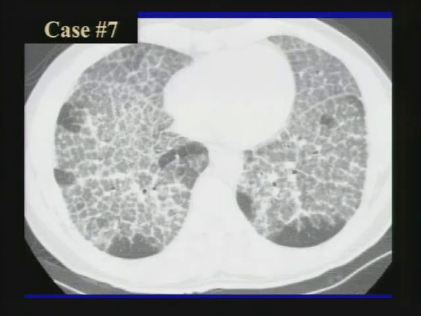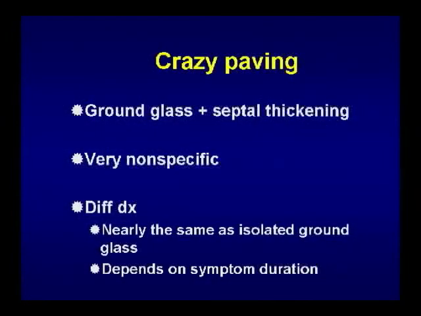This is alveolar proteinosis. The pattern is crazy paving, the combination of ground glass opacity and interlobular septal thickening in the same regions of lung. You must ask, are the patient's symptoms acute or chronic? If these symptoms are acute, it's pretty unlikely to be alveolar proteinosis, even though it really looks like it. It's more likely to be basically anything that can cause ground glass: viral infection, edema, hemorrhage, diffuse alveolar damage. In the chronic setting, if it's symmetric and geographic like this, it's most likely going to be alveolar proteinosis. So the combination of those two is very nonspecific. The differential diagnosis is nearly the same as ground glass by itself, but really depends upon symptom duration.